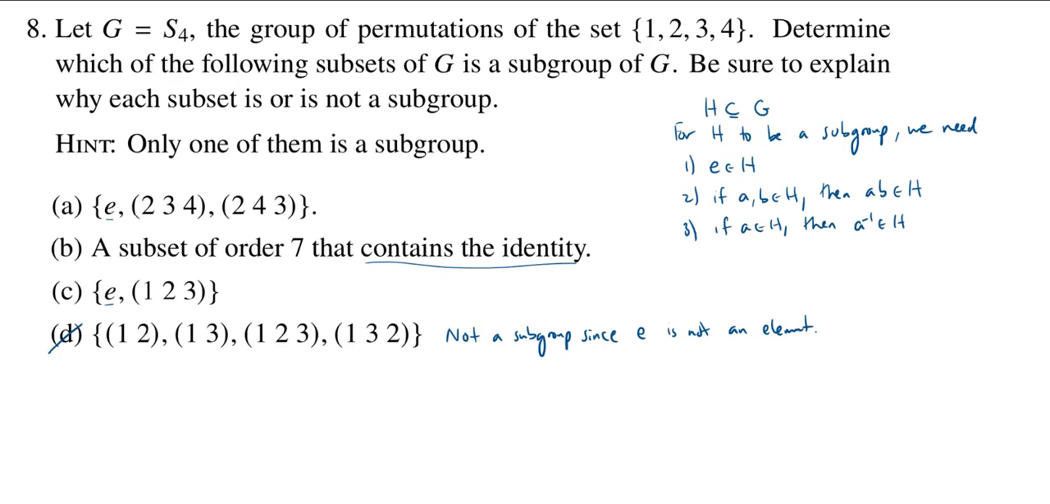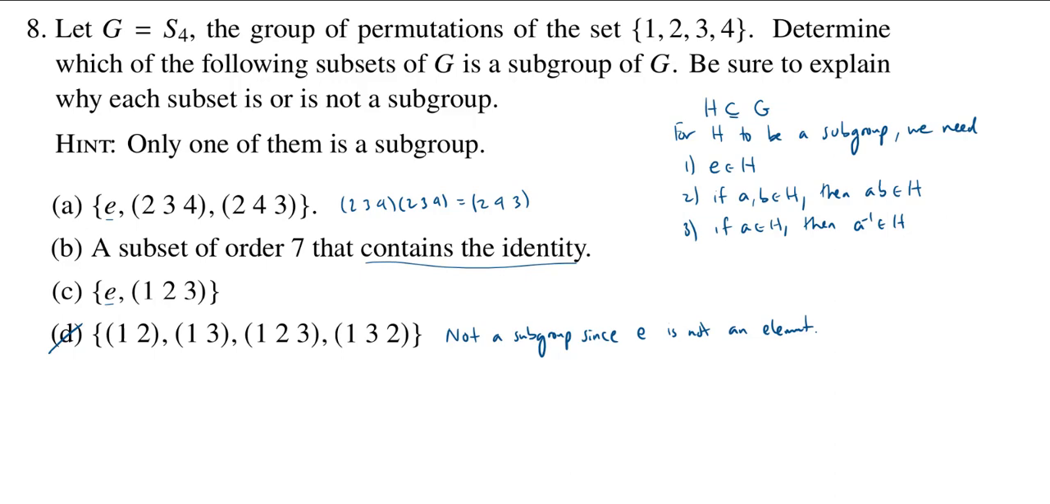Next we need to make sure that each of these is closed under products. Let's look at this first one. I have the identity element e. Then I have (2 3 4), and let me try multiplying it by itself: (2 3 4) by (2 3 4). 2 goes to 3 goes to 4. 4 goes to 2 goes to 3. And so then 3 has to go back to 2. Let's double check: 3 goes to 4, 4 goes to 2. So the product is (2 4 3), which actually is in there.